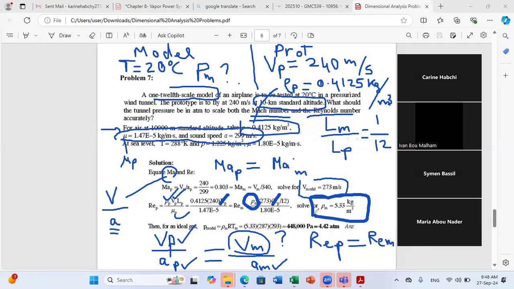And since air can be treated as an ideal gas in these conditions, we can use that the pressure in the model in the wind tunnel can be calculated from rho RT. So in this way, we were able to determine the experimental conditions required to be able to extrapolate results from the experiments on the model of airplane to the real case.